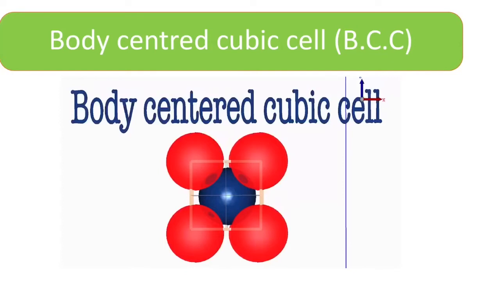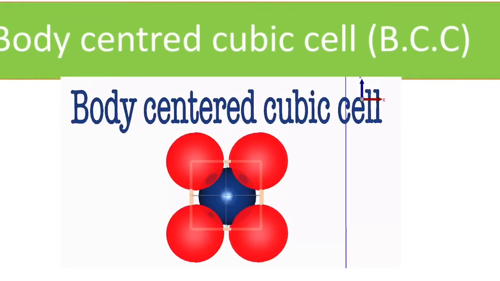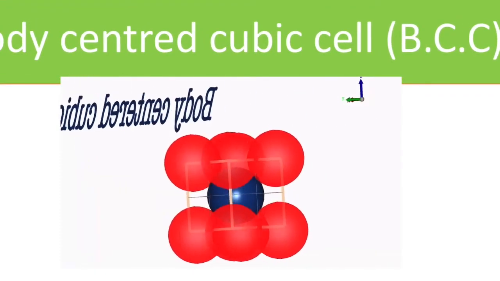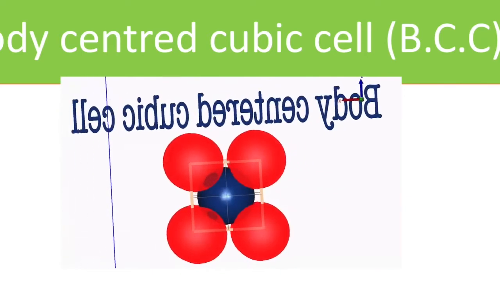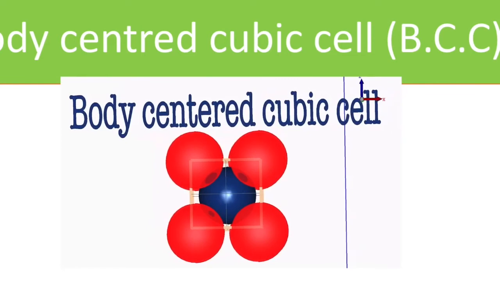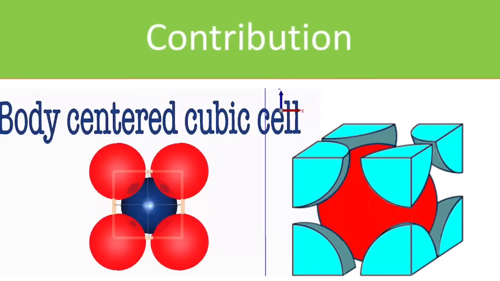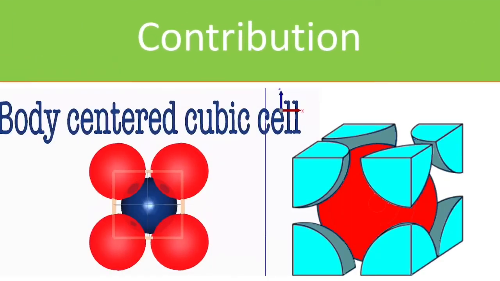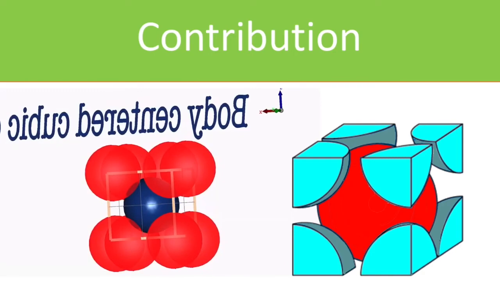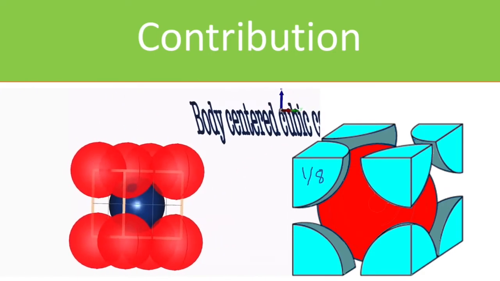Body-centered cubic cell, or BCC. So what does it explain? Let's look at the 3D animation. It has 8 constituent particles in the corners and 1 constituent particle in the center. Contribution of the body-centered cubic cell: look at the animation, and here we find 1 by 8 part of the corner is being contributed.